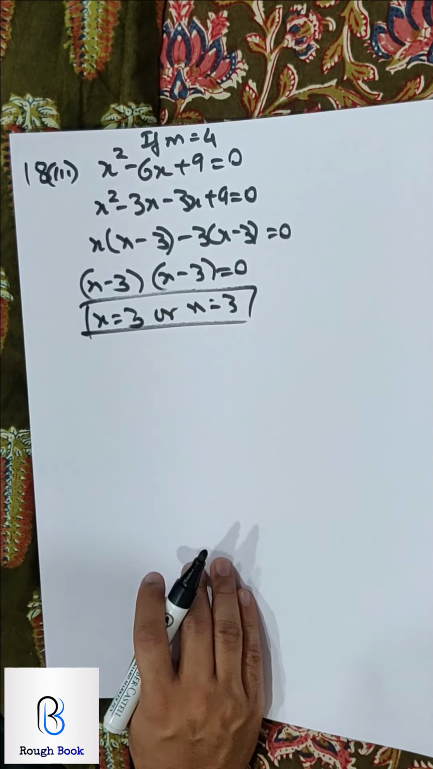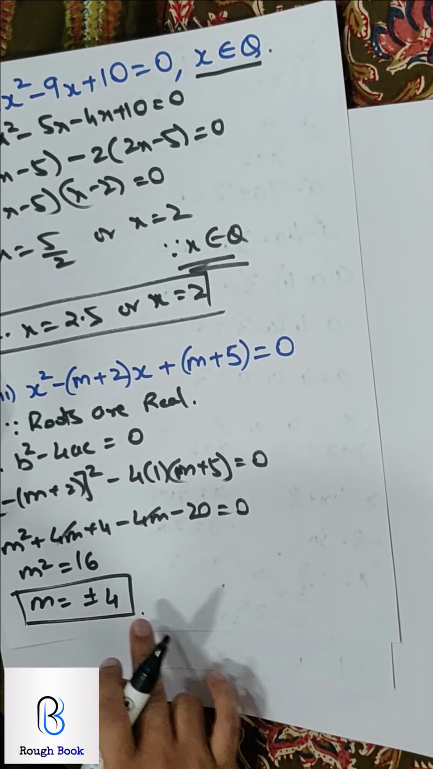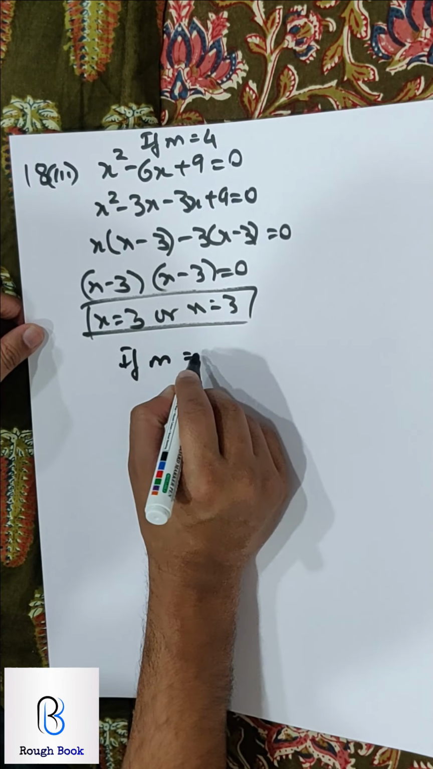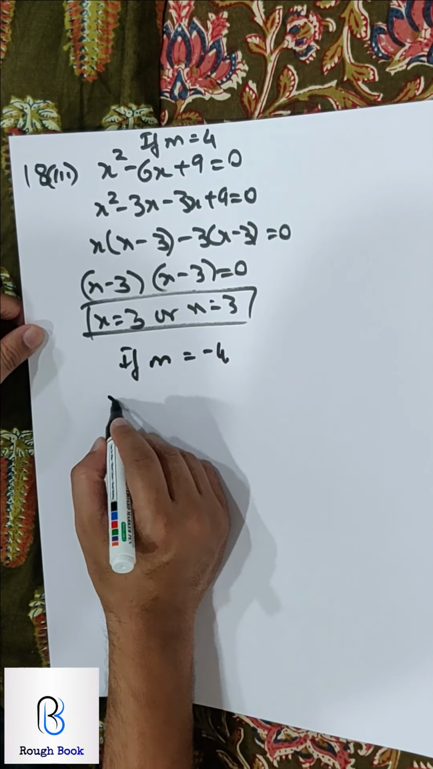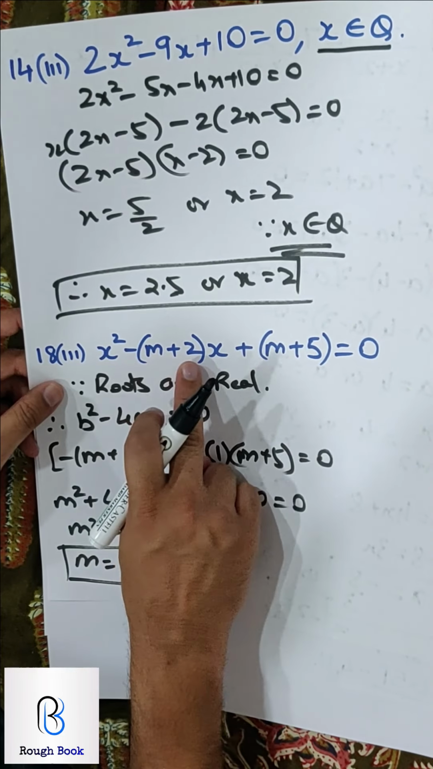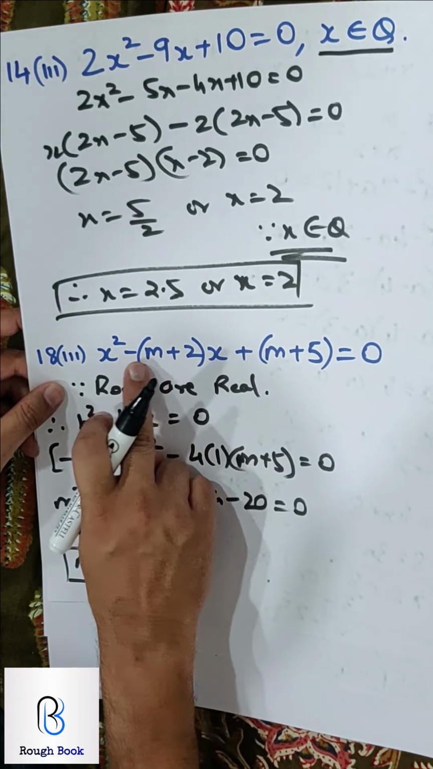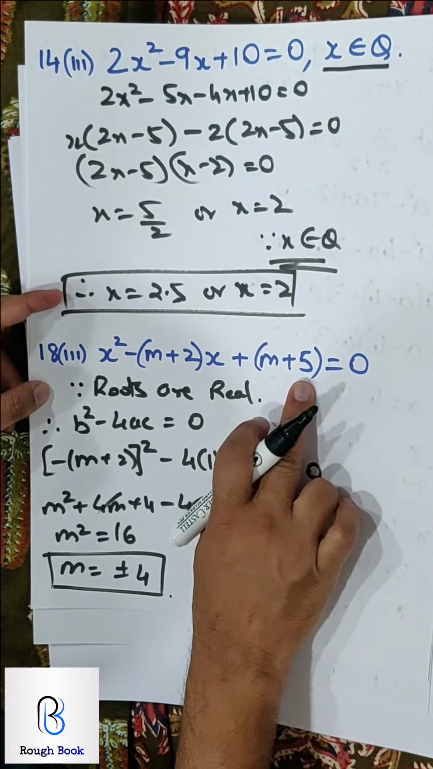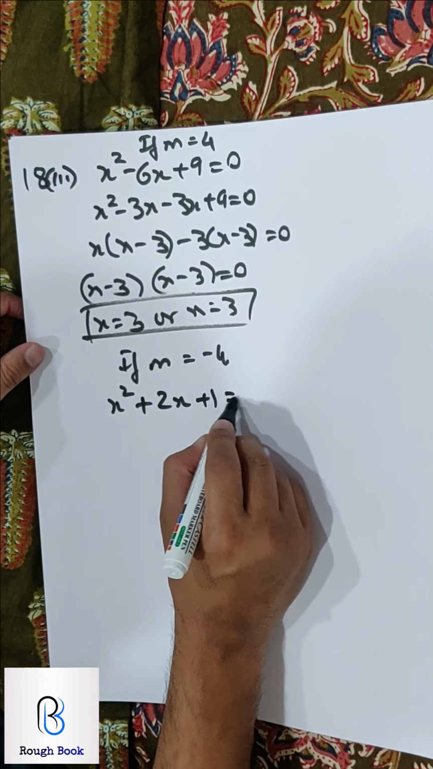That's one part. Now what if m is equal to minus 4? So we need to consider that also. So if m is equal to minus 4, so I will take x square minus, here I will substitute minus 4 plus 2, minus 2. And minus minus plus 2, so this will become plus 2x. Minus 4 plus 5, so 1. So plus 1 equals 0.